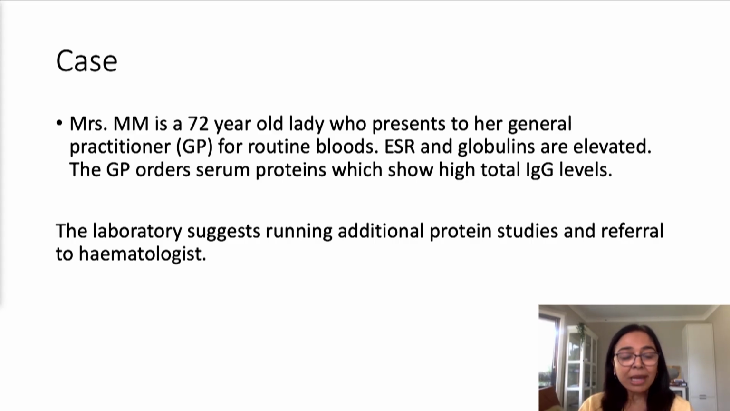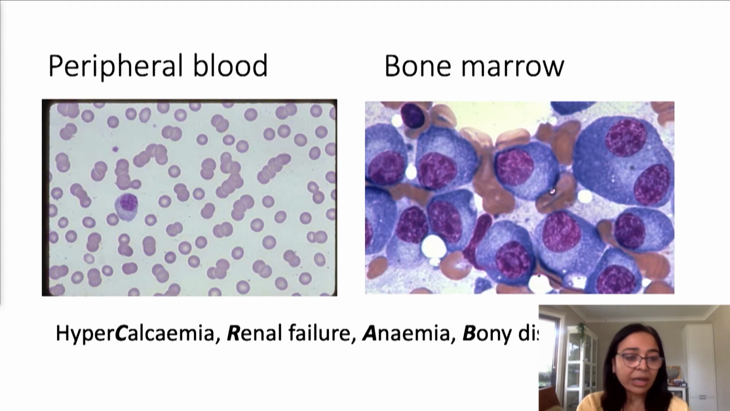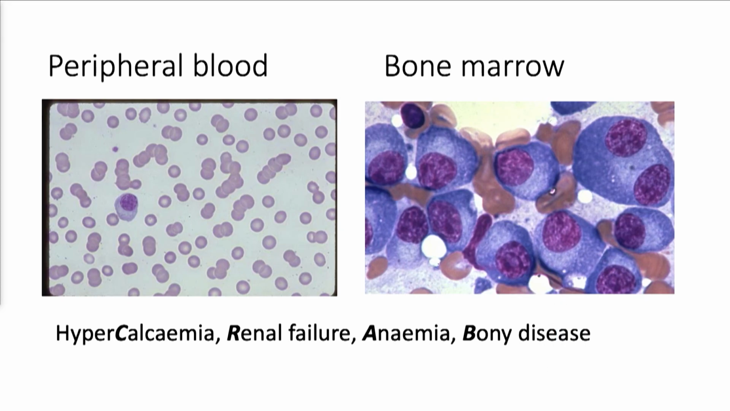So Mrs. MM ends up going to a hematologist who then requests a whole range of additional investigations. Now, one of the first tests that's often done is a full blood count and blood film. So in this patient, the full blood count showed a low hemoglobin or anemia. And you may have heard by now that CRAB, or hypercalcemia, renal failure, anemia, and bony disease, are the hallmarks of end organ damage in multiple myeloma. So she certainly seems to have that feature there.